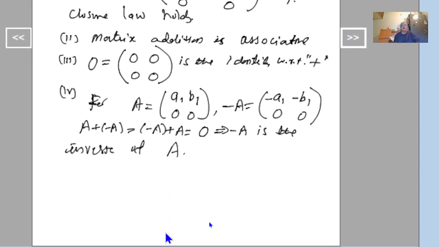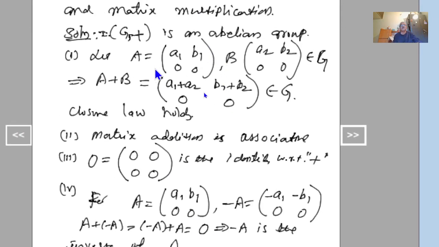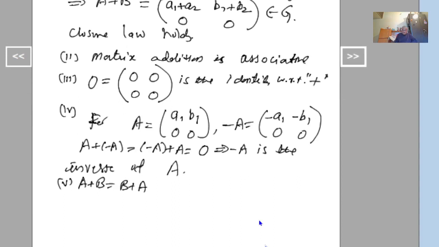And finally, commutative law with respect to addition. We know that commutative law is satisfied. So A plus B, this is our A, this is our B. A plus B has first element A1 plus A2. B plus A is nothing but A2 plus A1. We know that A1 plus A2 equal to A2 plus A1. Therefore, A plus B is equal to B plus A. So, therefore, the set G comma plus is an abelian group.